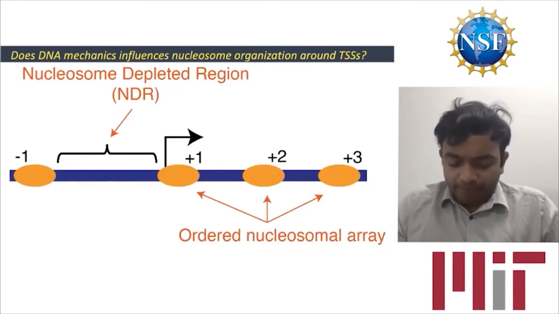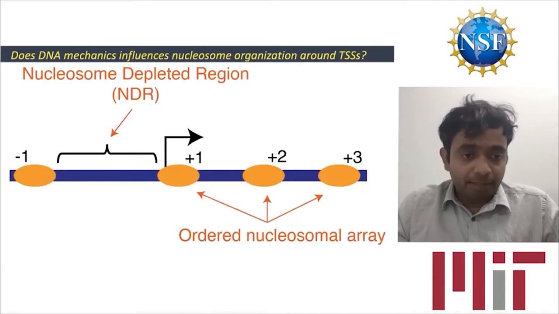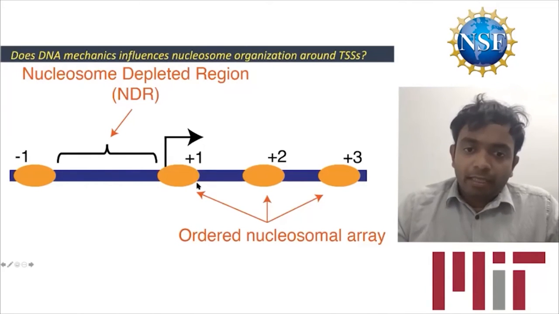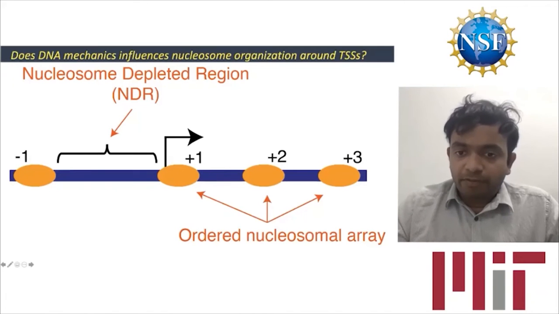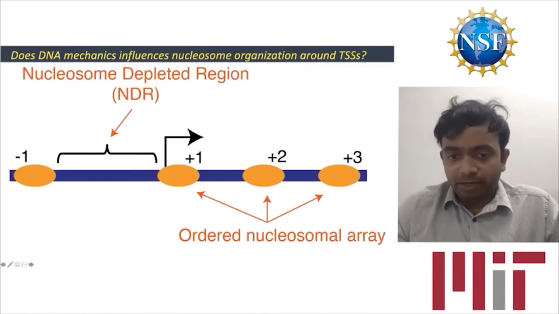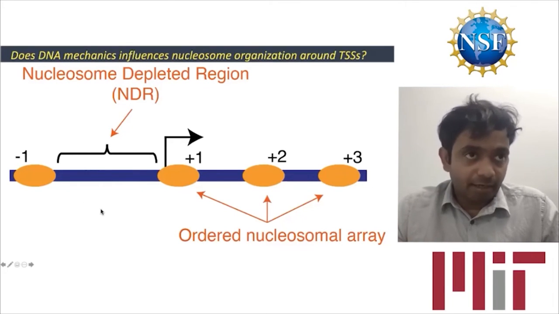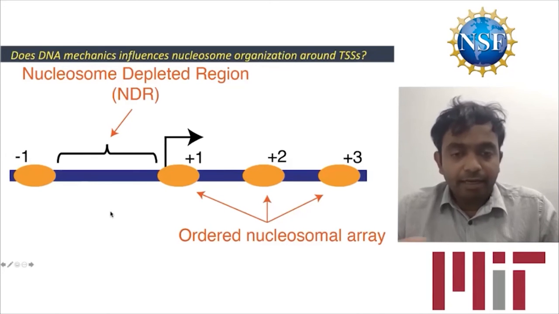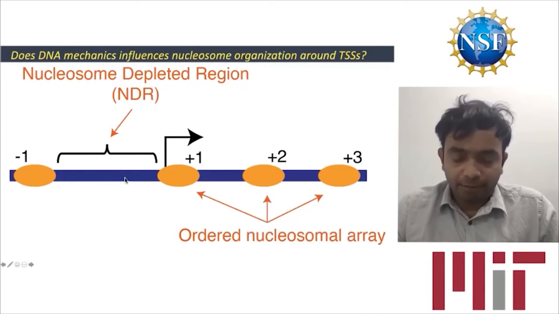So having developed a high throughput method to measure the mechanical properties of DNA, we applied it to various interesting regions of the genome. So shown here is a typical region surrounding the transcription start site of a yeast gene. There are two important features here. Downstream of the transcription start site is a well-ordered array of nucleosomes, denoted as plus one, plus two, plus three, and so on, whereas just upstream is a nucleosome depleted region, or NDR. The first question we asked is, do the sequence encoded mechanical properties of DNA in this NDR in any way contribute to nucleosome depletion here?